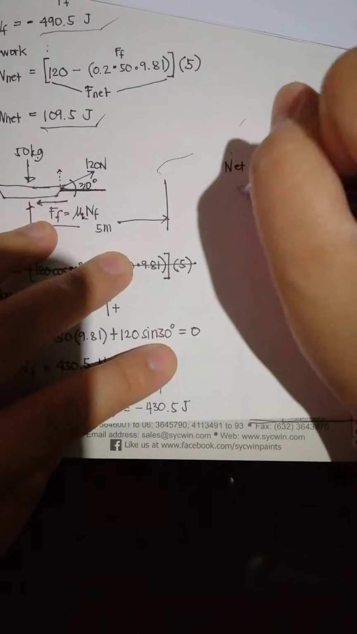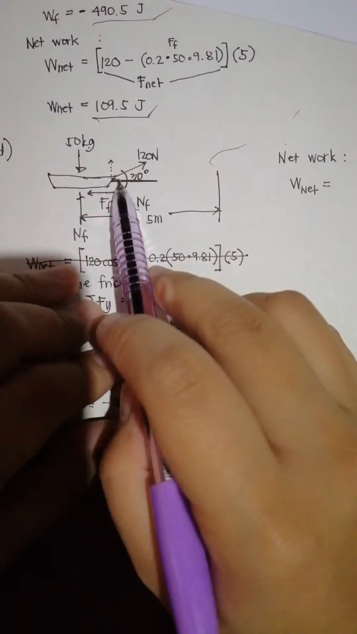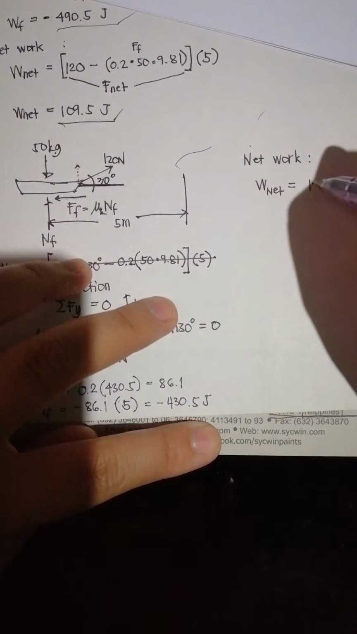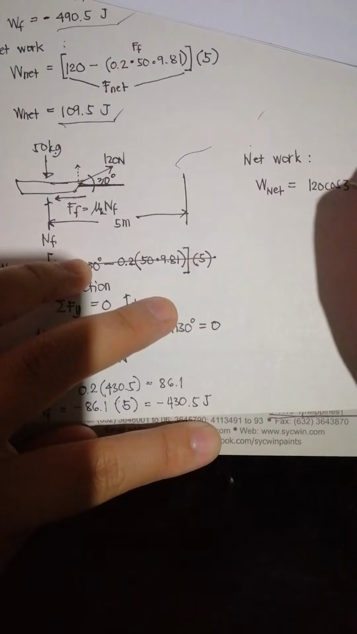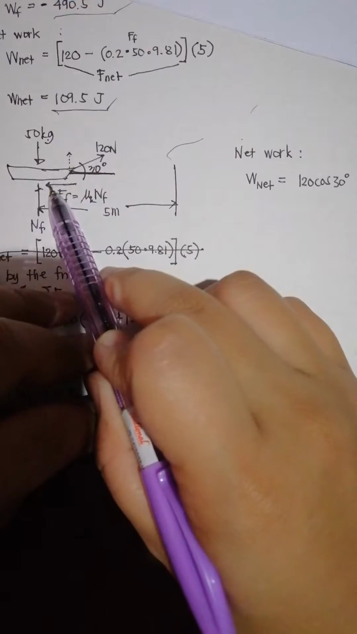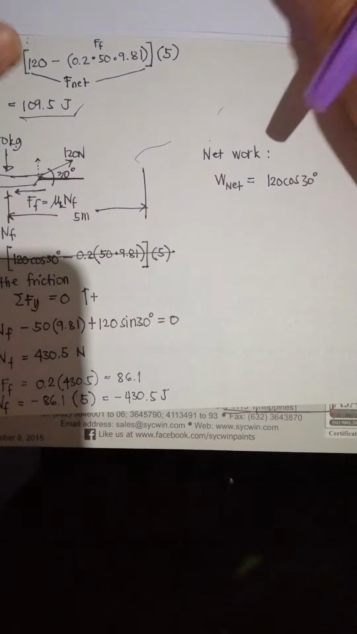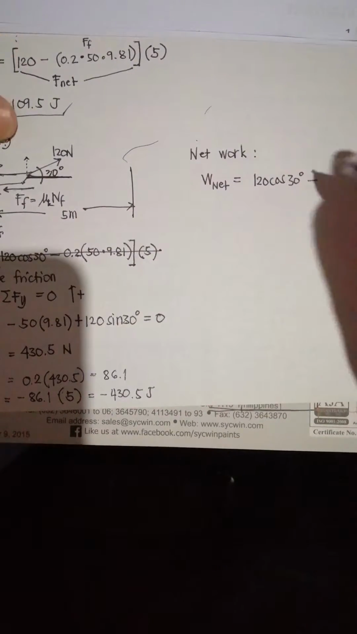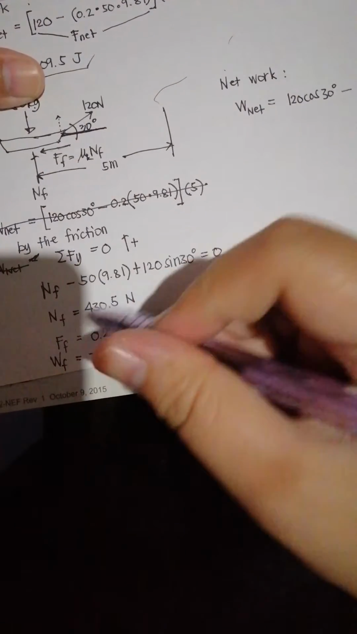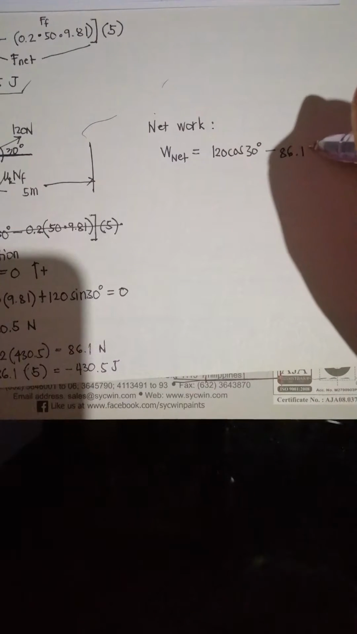Okay, so for the net work, we now have the total force, so the force along the displacement, positive for the 120 newton force. Okay, and then what else? We have the friction force. This is also along the displacement, but it is opposite the direction, so we have minus the friction force, 86.1 newtons as calculated beforehand.